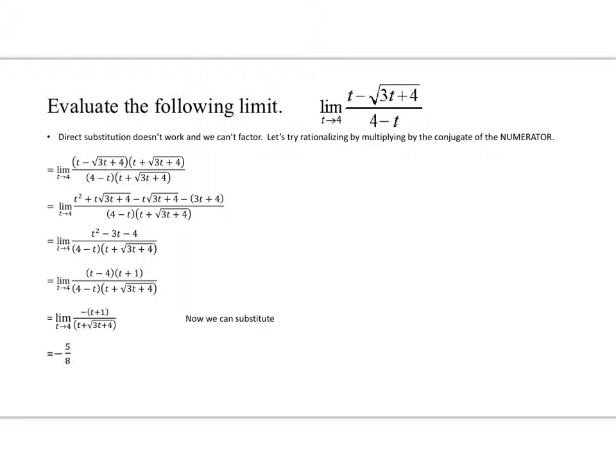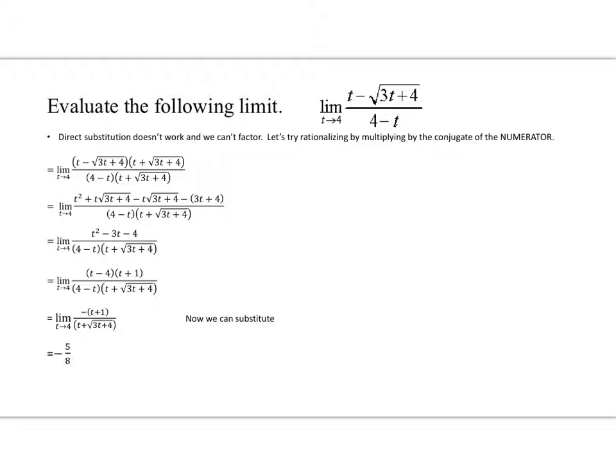All right, so here's another one involving a radical. So I have the limit as t approaches 4 of t minus the square root of 3t plus 4 all over 4 minus t. Again, if I plug 4 in for the t, I'm going to get a 0 in the denominator. It's not going to work. I can't factor anything here, so factoring is no longer an option.